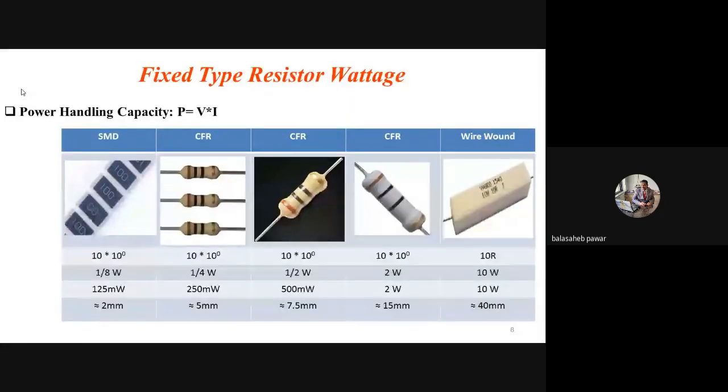So see here, the first resistor over here is of SMD type. SMD stands for surface mountable devices. You can note that it is a surface mountable device which is very small in size, and as they are very small in size, their power handling capacity is also very less. So in our lab, that is of quarter watt, that is 1/4 watt, that is nothing but 250 milliwatt.